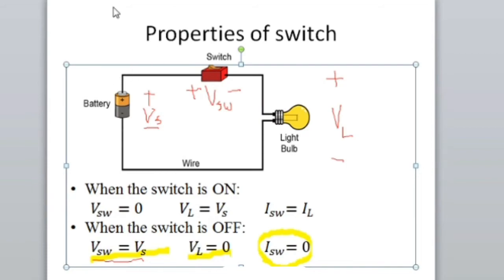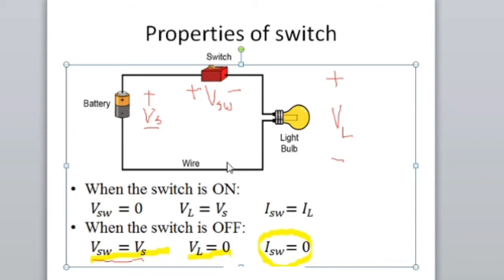Switch voltage, what is the switch voltage when the switch is on? When the switch is on, switch voltage is equal to 0. Earlier it was open circuited, now it is in short circuit condition. Since the switch is short circuited, switch voltage is 0. And what is the switch current? Nothing but the load current, because both are connected in series.